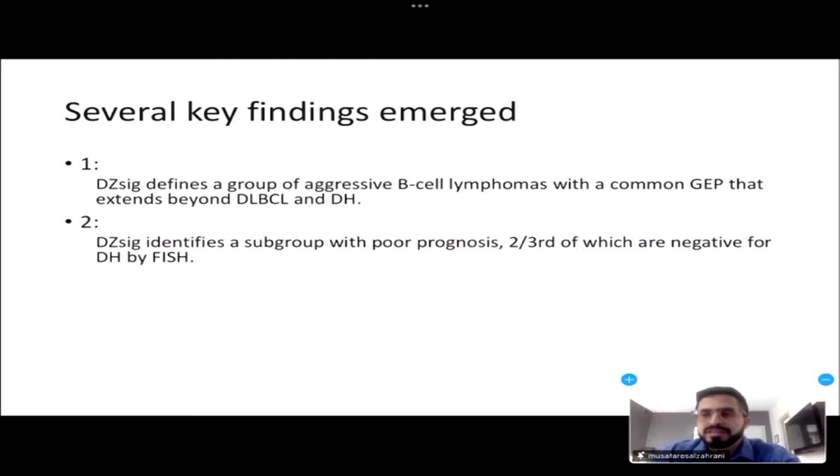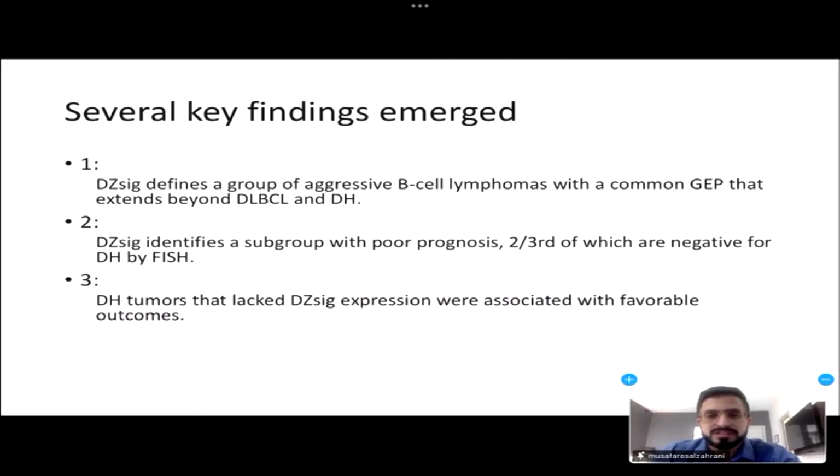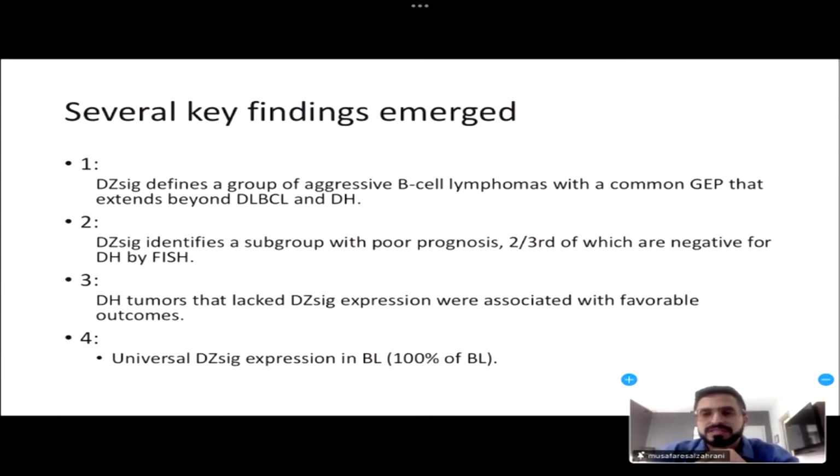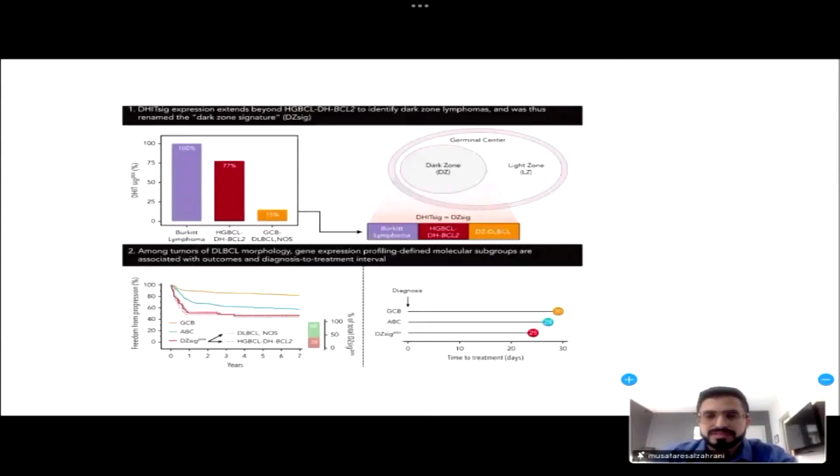So although they are not double hit by FISH, they still have poor prognosis because they have the dark zone signature. The double hit tumors that lacked the dark zone signature actually had favorable outcome despite having double hit by FISH. And what is more relevant for our talk today is that Burkitt lymphomas, all of them, universally express the dark zone signature. So all of the Burkitt lymphomas are actually from this family of dark zone lymphomas.